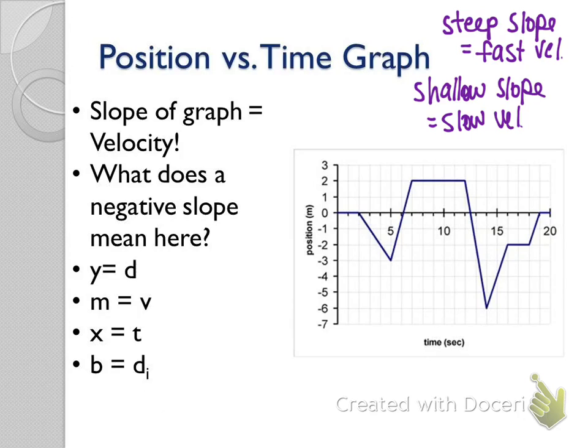We could always start our motion from here instead, right? We don't have to start at our origin. We could start at 2 meters east or whatever. It doesn't have to necessarily start at 0. So that would be our initial displacement.